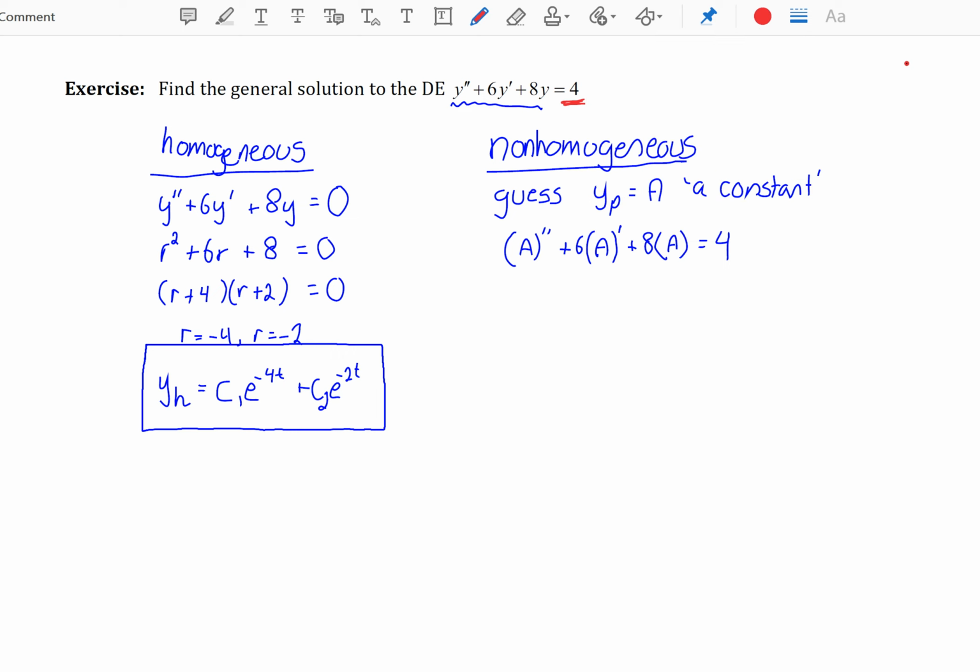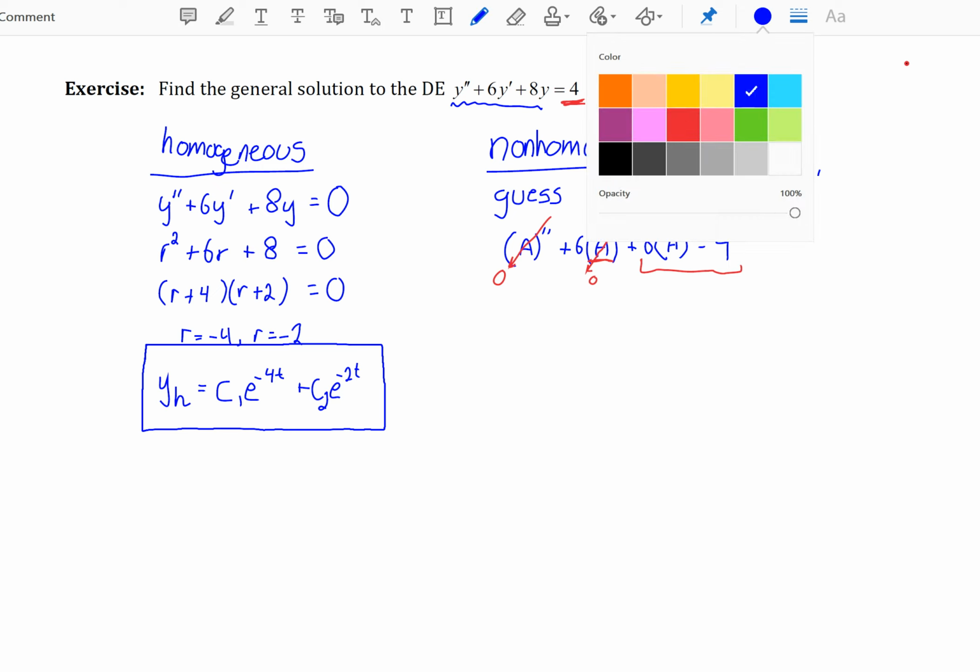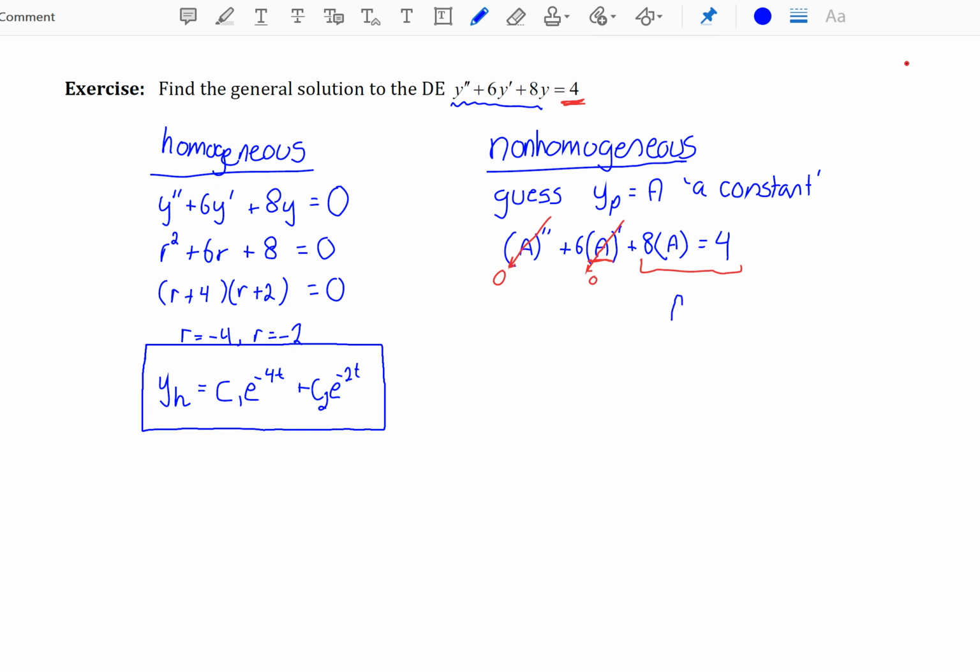Now, utilizing what we know from calculus, if a is a constant, then the first derivative of a constant is always 0. And if the first derivative of a constant is 0, then the second derivative would also have to be 0. What this leaves is a single equation with one variable, a, that we don't know. So we can solve for a and say that a has to be 4/8, or that yp, our particular solution, has to be 1/2.